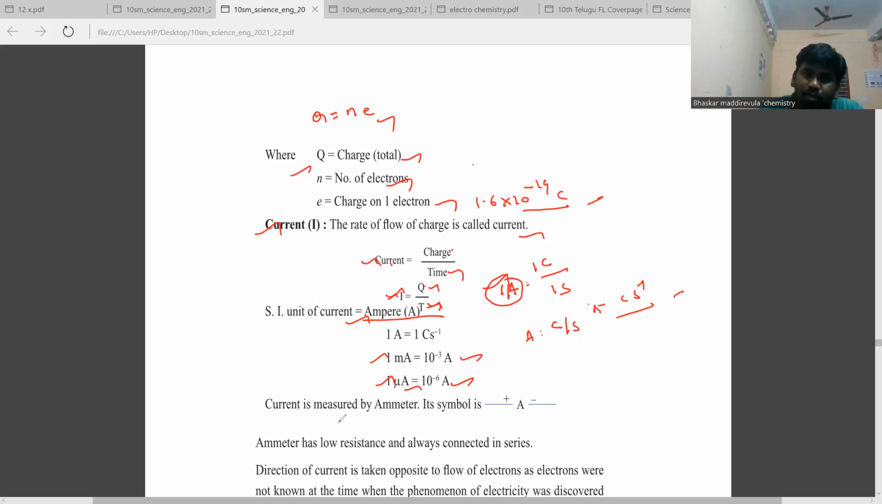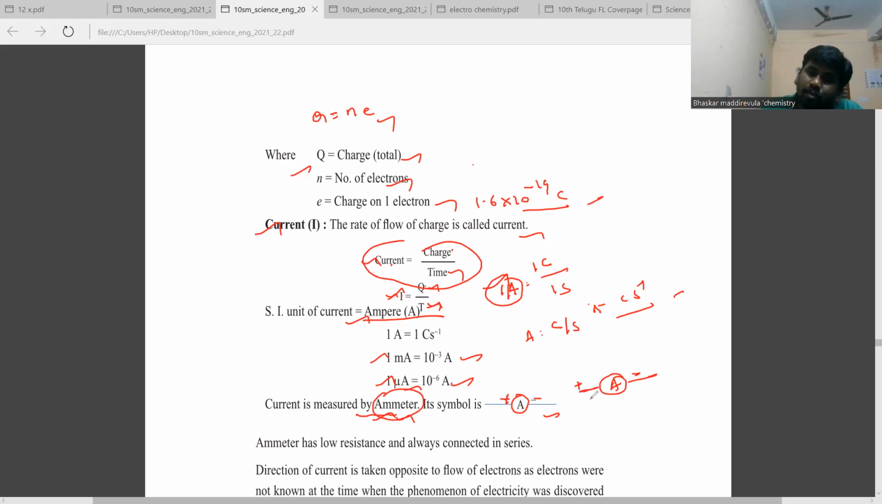Now we can measure the current by using an instrument called an ammeter. With the help of this ammeter, mathematically we can find the current by using the formula charge by time, but experimentally we can find it by using the instrument called an ammeter. In an ammeter, one side is the positive terminal and one side is the negative terminal. This is the symbol of the ammeter: A in a circle, with positive and negative.